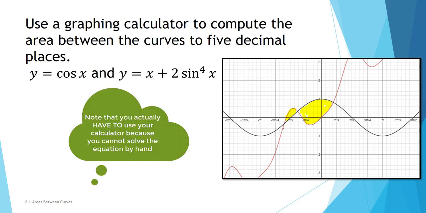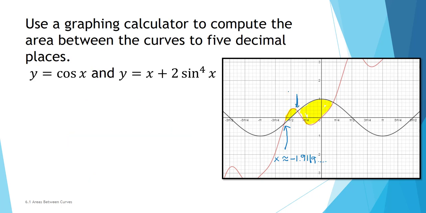So I just did this using my calculator. This x value is about negative 1.9119, and it goes on. This x value is about negative 1.2236, and it goes on. This x value is about 0.6079, and it goes on.